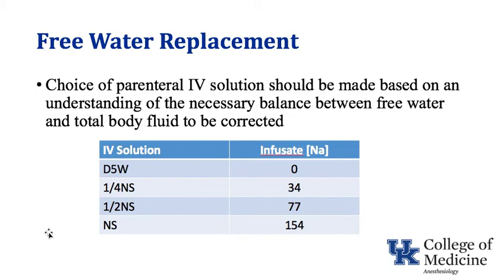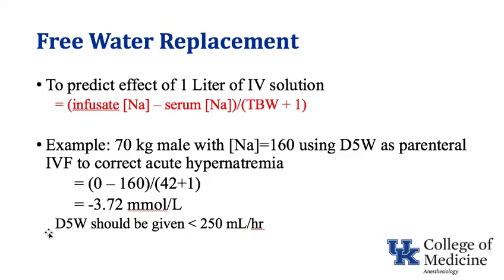In D5W, there is no sodium concentration, so it is 100% free water. Quarter normal saline has a sodium of 34, one-half normal saline of 77, and normal saline of 154. Clearly, if you use D5W, you're going to replace free water much more quickly than if you were to use half normal saline or even normal saline.